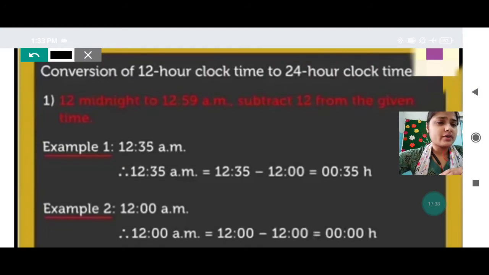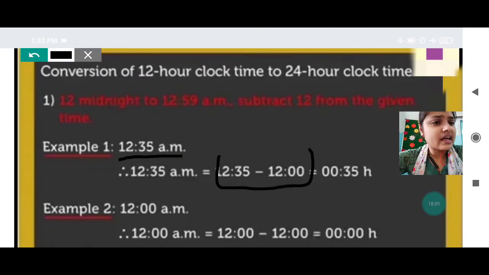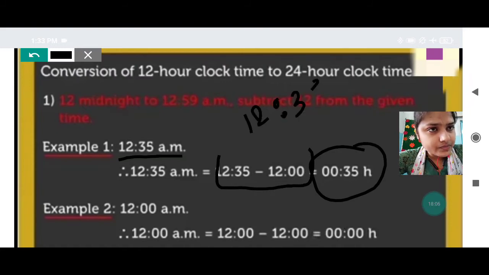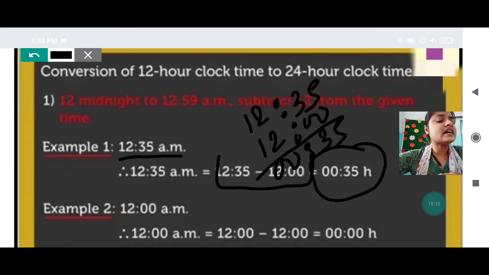Suppose if you have to convert 12-hour clock timing to 24-hour clock timing, one I have said. Another one, if 12 midnight to 12:59 am is given, subtract 12 from the given time. Whatever time is given, you subtract 12 from that. Like if 12:35 am is given, if you subtract 12 from the given time, you get 00:35. So this 35 only you will get. So now it is in 24-hour clock timing.